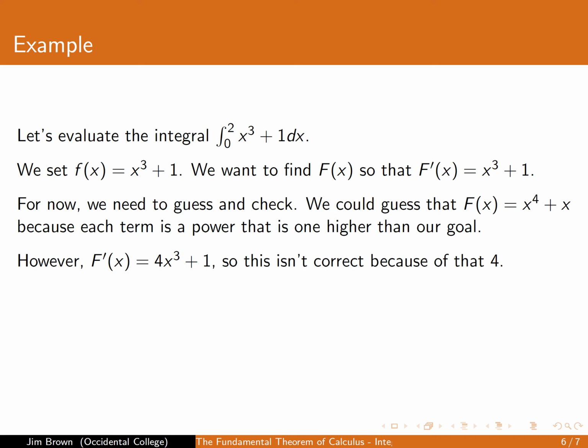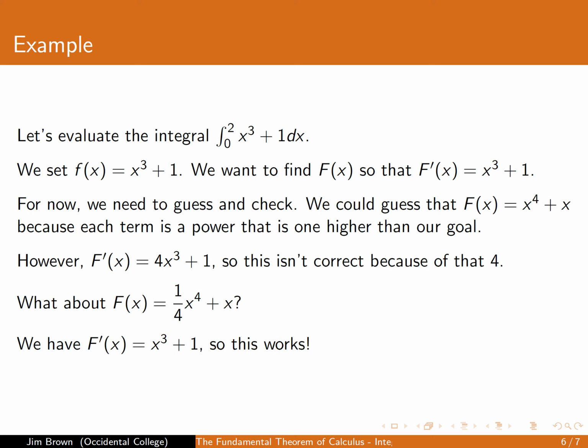So if we try that, though, and we take the derivative, we see that the derivative of x to the fourth plus x is 4x cubed plus 1. So that 4 out front of the x cubed is causing us a problem, because we don't want 4, we want just 1 in front of the x cubed. So let's try another guess to get rid of that 4. What if we started with 1/4 times x to the fourth plus x? Now notice when we take the derivative of this, when that 4 comes down from the x to the fourth, it'll cancel the 1/4 and just leave me with x cubed, and then the x just becomes a 1. So this does actually work. So 1/4 x to the fourth plus x is the antiderivative of x cubed plus 1.